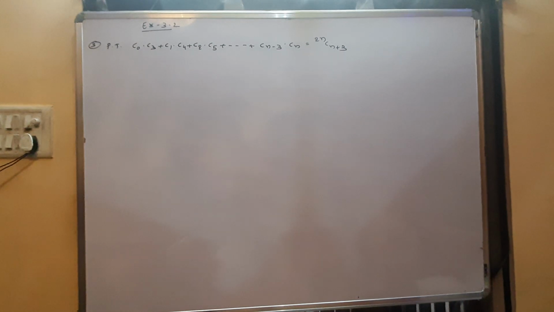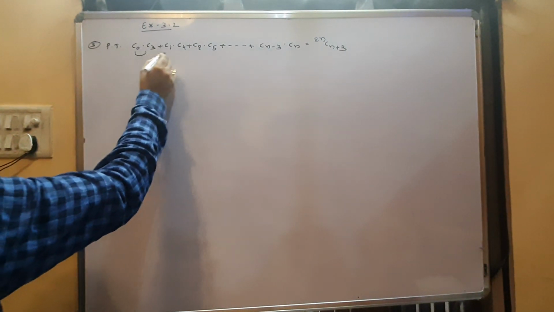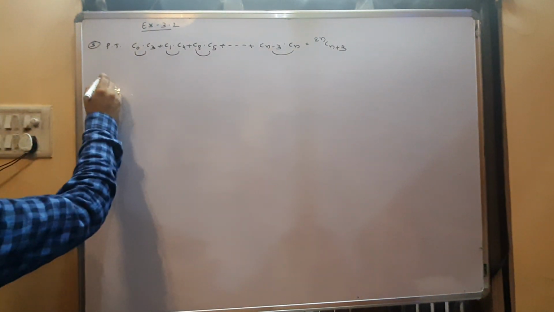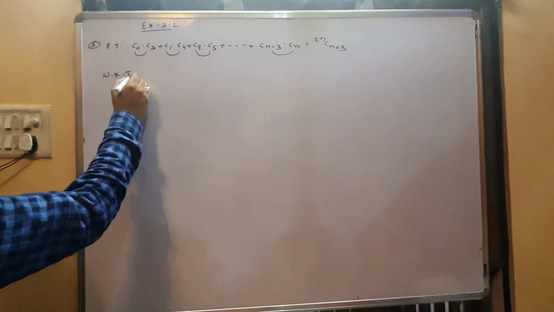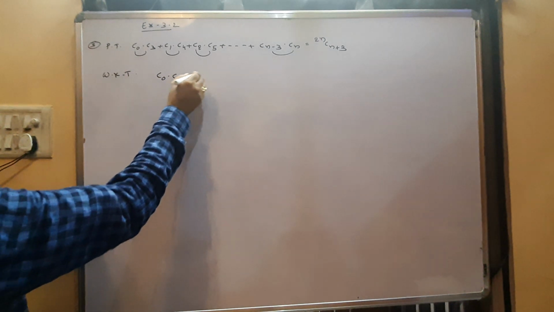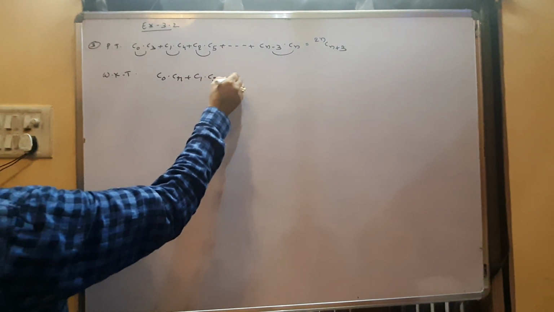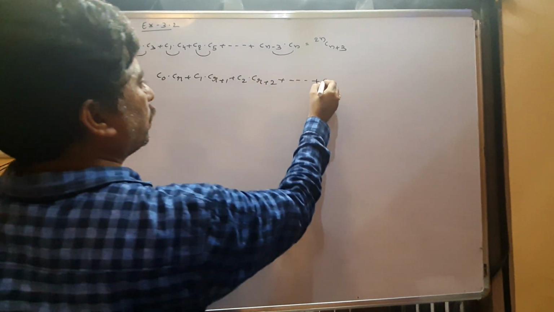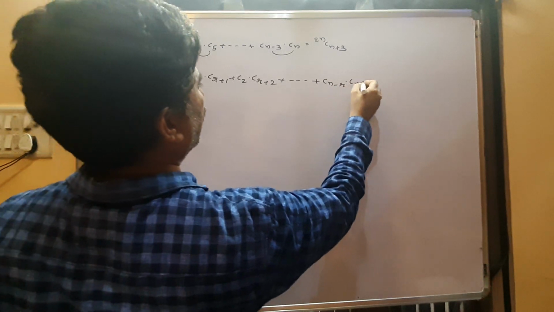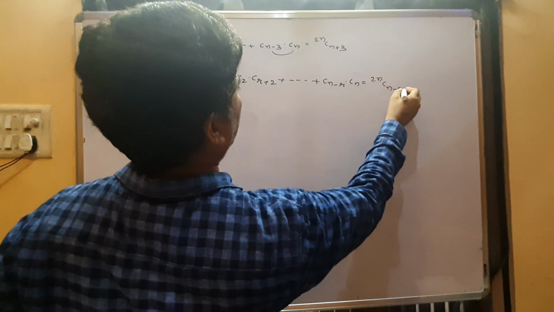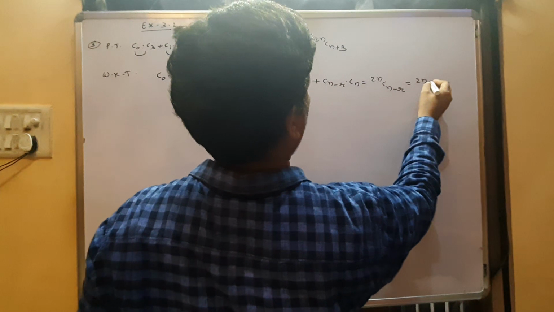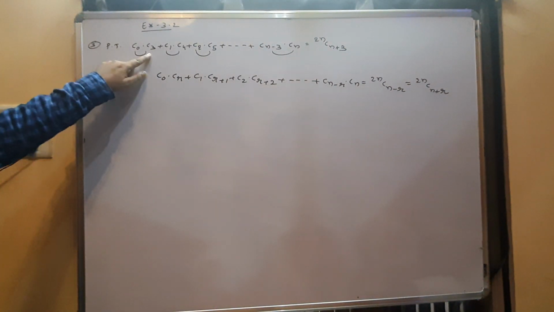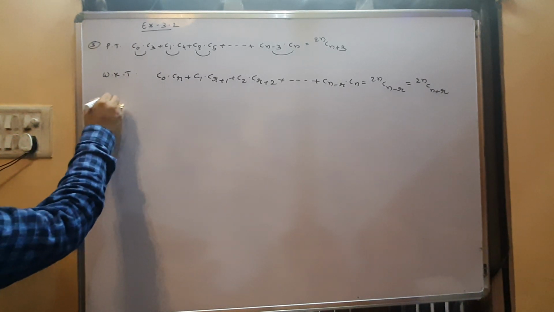Coming to the next problem: product of two binomial coefficients. Product of two binomial coefficients means we know one theorem we have: C0 into CR plus C1 into CR plus 1 plus C2 into CR plus 2 plus and so on, Cn minus R into Cn equal to 2nC n minus R, or 2nC n plus R. Both are the same. Now in place of R you have 3. Put R equal to 3.